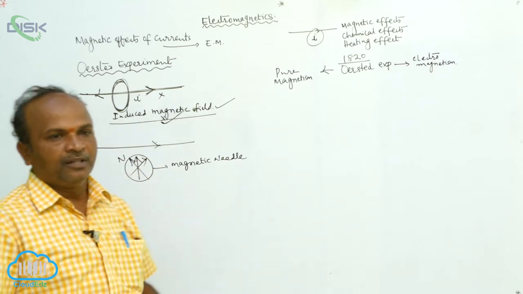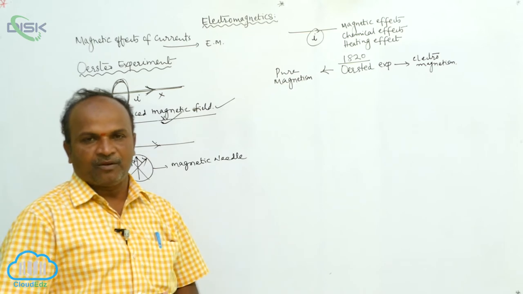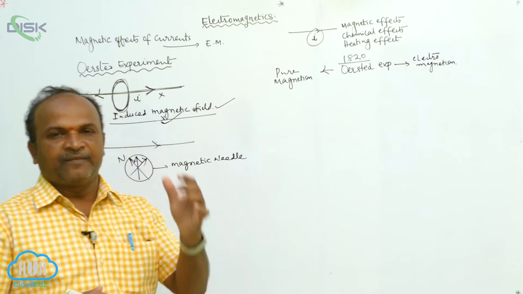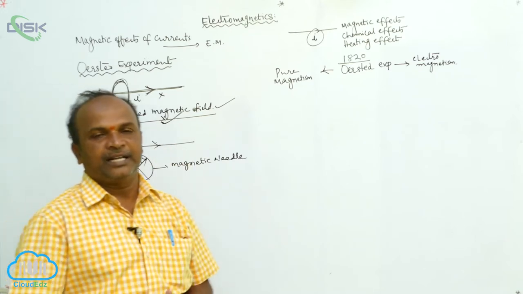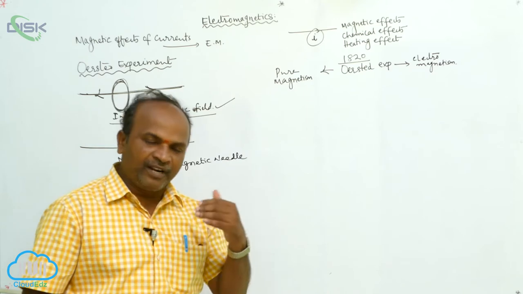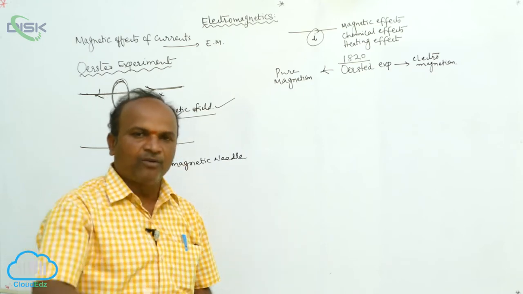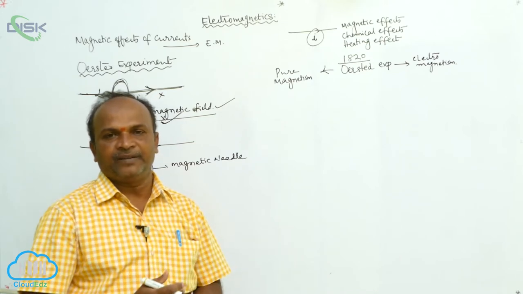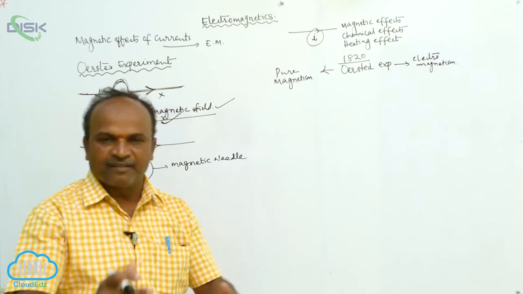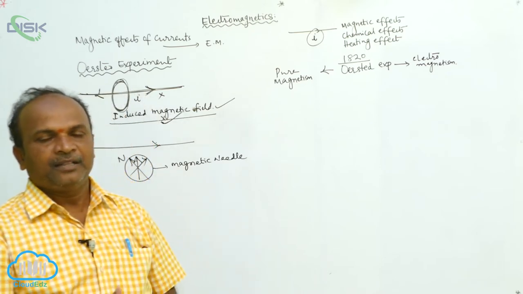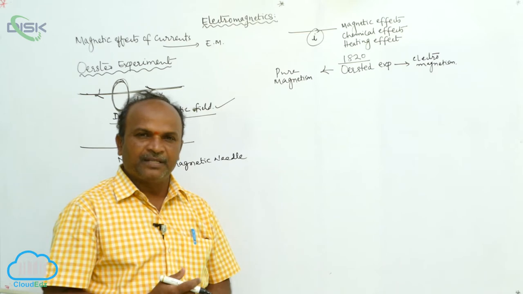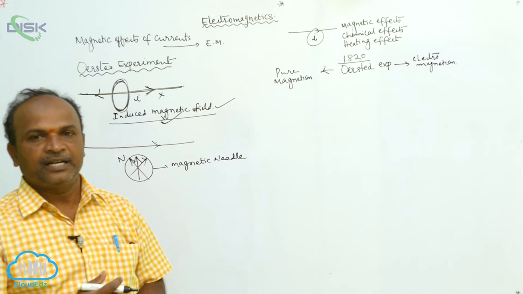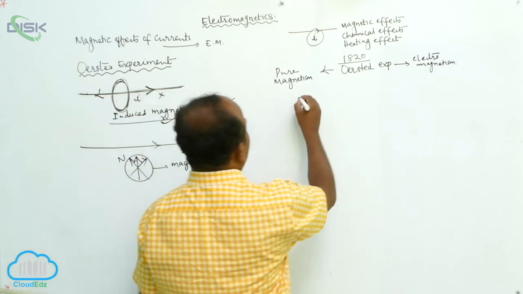What can we conclude? What is the Oersted experiment? An induced magnetic field is established around the current carrying conductor. Through every conductor, if you send a current, around that conductor a magnetic field is produced. The strength of the magnetic field depends upon the strength of the current, and it also depends upon the direction of the current.